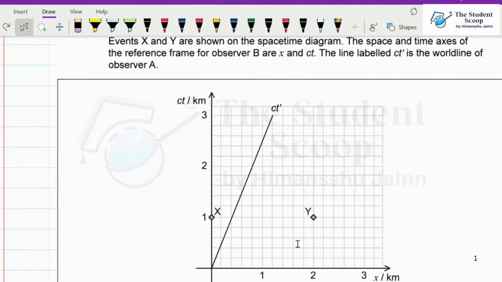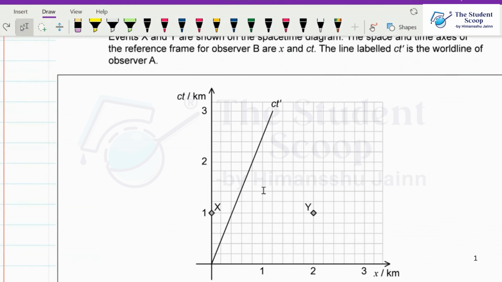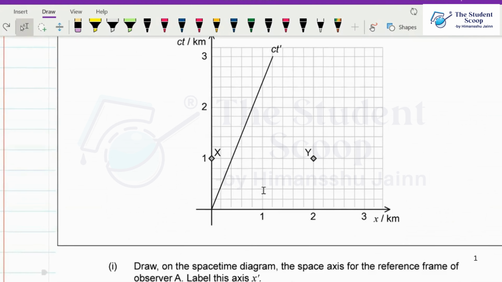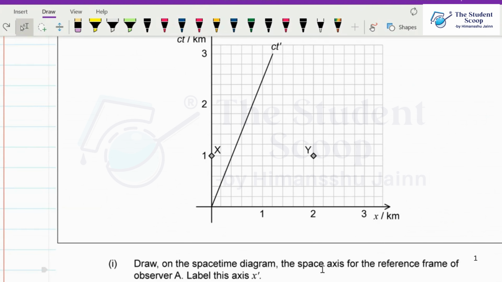Obviously the distance is 2 kilometers between them according to observer B, and the world line of observer A is also given. Now draw a line on the space-time diagram from the reference frame of A. For the x dash axis, if I refer to this point particularly, the opposite side is 2 blocks and the adjacent side is 5 blocks. So I will take the corresponding 5 blocks and 2 blocks, and draw a straight line passing through this.